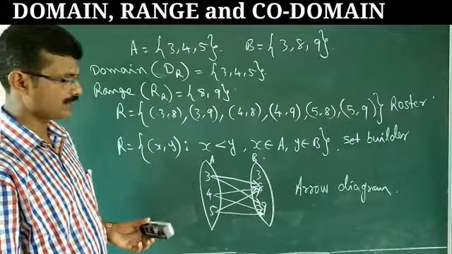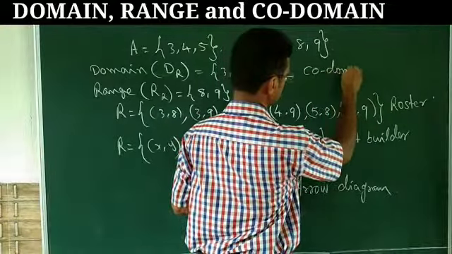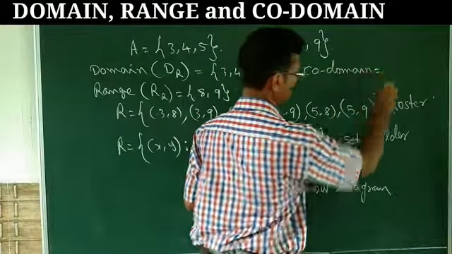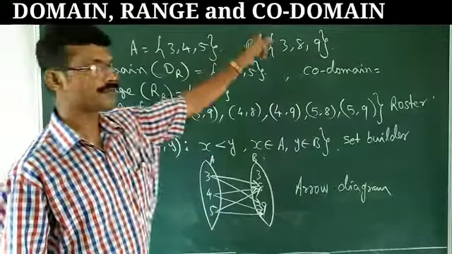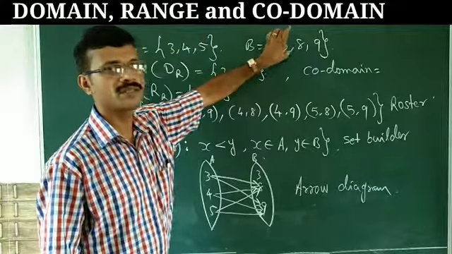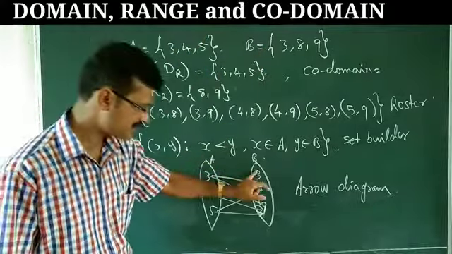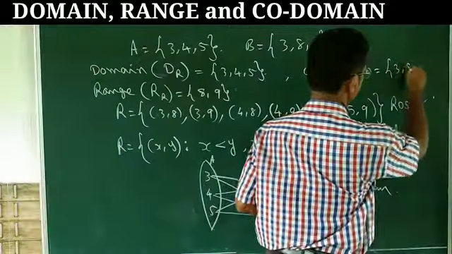Then one more term is there. What is the meaning of codomain? Codomain means, here the relation is set from A to B. All the elements of B are known as the codomain. All the elements means 3, 8, 9. 3, 8, 9 is the codomain.